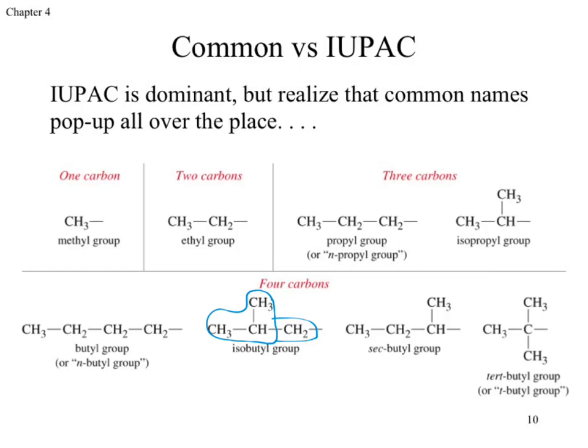What does the sec refer to? Secondary. Take a look at that carbon where our substituent is attached. It's attached to 1, 2 other carbons. Sec-butyl. What happens with our last one? We get tert-butyl. Take a look at where it's attaching to your main chain. How many carbons are attached? 1, 2, 3. Tert for tertiary. 3 carbons attached to it. These are your common names.